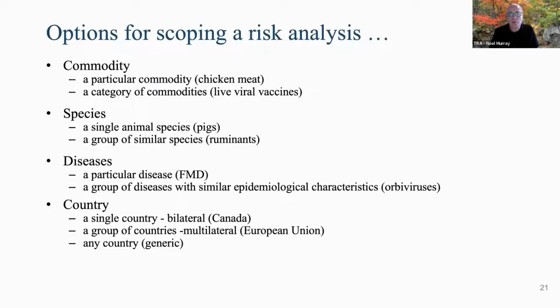And there are various options for scoping an analysis. We may focus on a particular commodity such as chicken meat, a single animal species such as pigs, or a group of similar species, for example, ruminants, a particular disease, or a group of diseases with similar epidemiological characteristics such as orbiviruses. We may focus on a particular country. It could be a bilateral risk analysis, or a multilateral analysis looking at a particular trading bloc such as the European Union, or perhaps it's looking at any country. In other words, the so-called generic risk analysis.